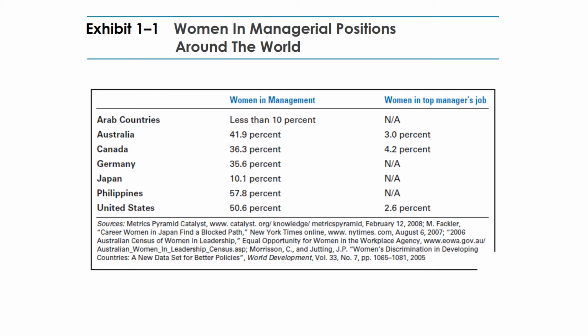While we are discussing managers, it's worthwhile identifying women in managerial positions around the world. You would see that women's representation in management varies across countries. In the States, it's around 50.6%, in the Philippines it's approaching 60%, Japan around 10%, Germany and Canada mid-30s%, Australia almost 42%, whereas in the Arab countries it's less than 10%, as per the 2008 census.